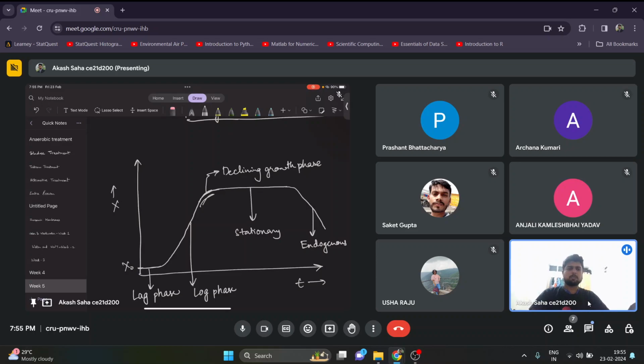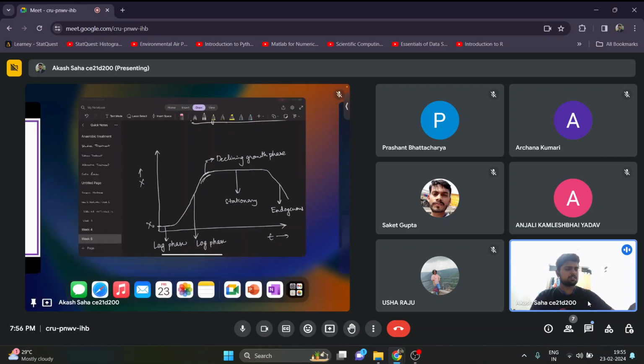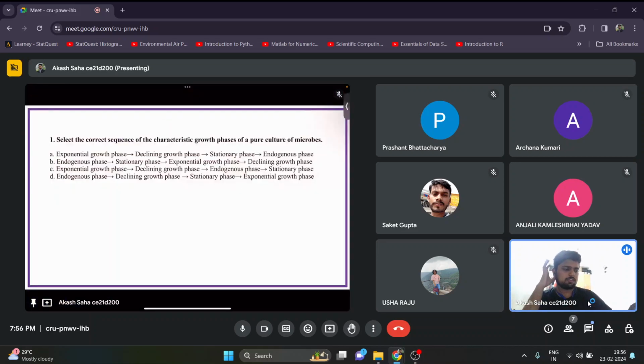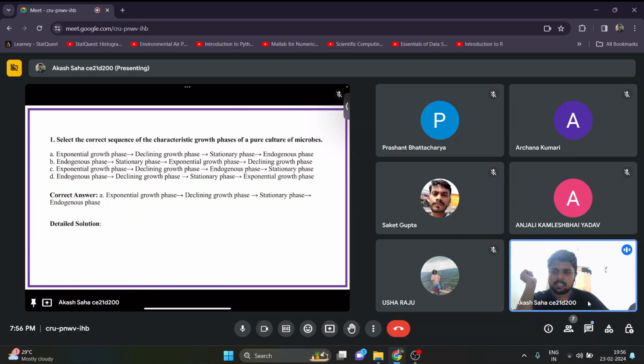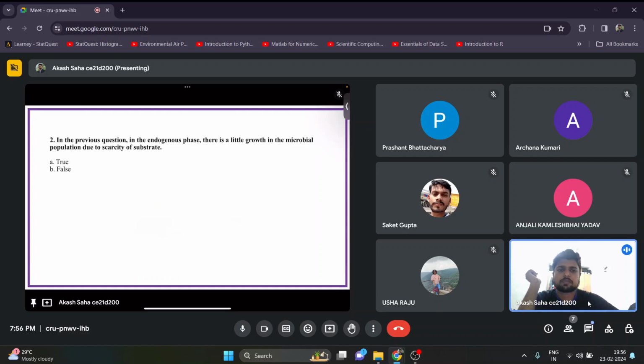Okay, so I hope it is clear. It was a direct question. So it will be first the exponential growth phase. Here there is no mention about the lag phase. So first there will be the exponential growth phase, then the declining growth phase, then the stationary phase, and then the endogenous phase. So whatever I explained just now, it is here. Okay, is it clear? We'll move to the next question.